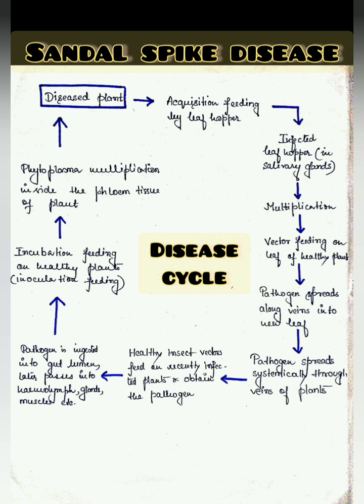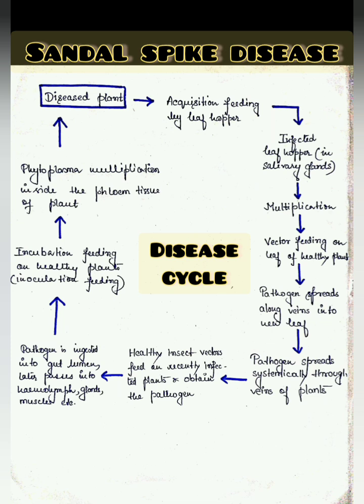Now another healthy insect vector comes and feeds on the recently infected plants, and they acquire the pathogen in their body. The vector is having the pathogen. The pathogen is ingested into the gut lumen. Later it passes into the hemolymph, glands and muscles. Then there is an incubation period, followed by feeding on healthy plants, that is called inoculation feeding.